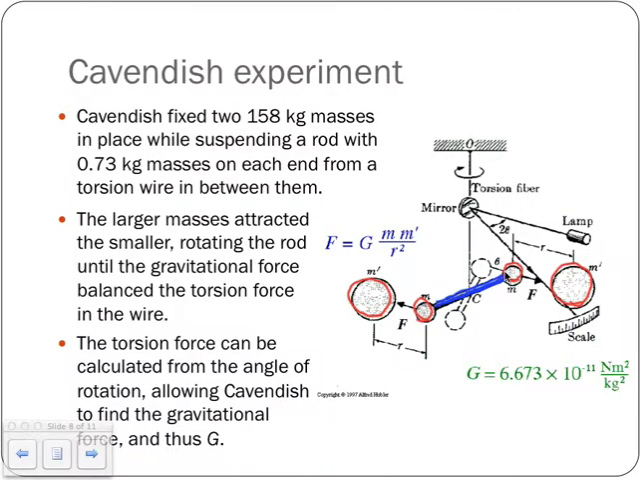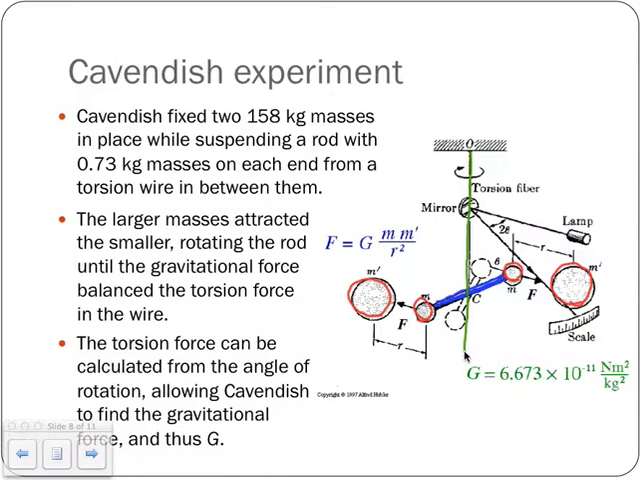Now that rod, as we said, is suspended from a wire called a torsion wire. This torsion wire is basically kept taut. And if you know about the way a wire or a rope works, if you twist a rope, it always wants to twist back. That force of trying to return to its original state is called torsion.